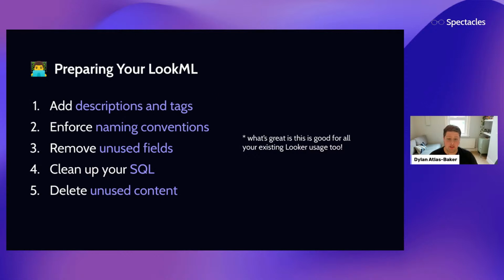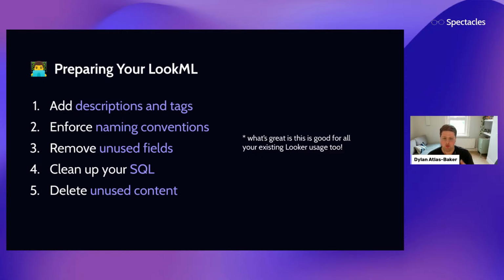What I'm going to talk about are these five things that you can do in your LookML that basically help that thesis: if you produce high quality LookML, you'll produce a high quality prompt, which gets a high quality response from an LLM. What is great about the five things here, which are adding descriptions and tags, enforcing naming conventions, removing unused fields, cleaning up your SQL, and deleting unused content, is that they also are going to help your existing Looker usage. If you do all these things, you are likely to have happier non-AI users, like business users across your organization, who are going to be able to use Looker to the best of its abilities.